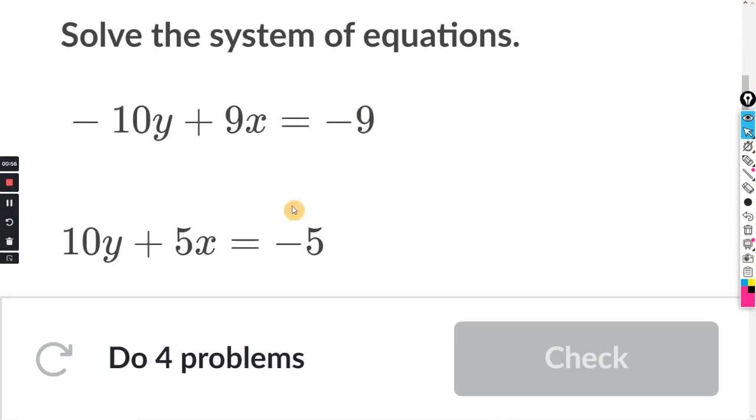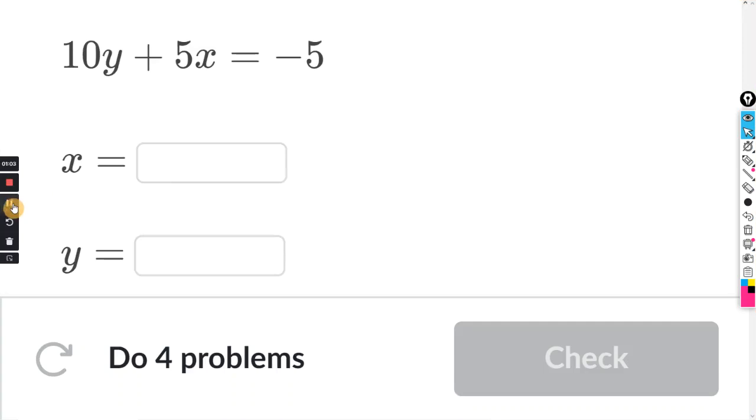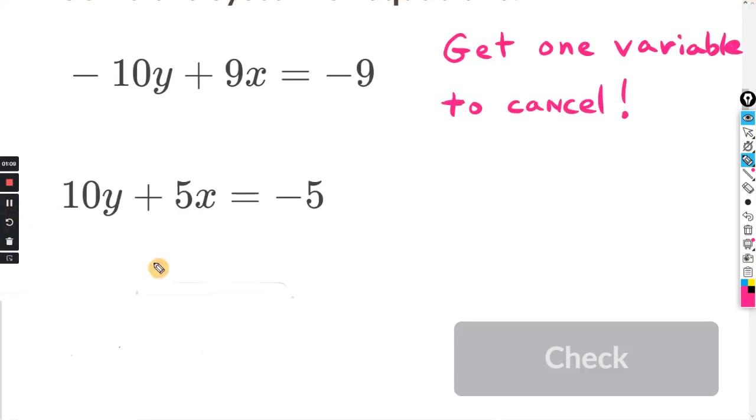They want us to solve the system of equations. So you see we have two equations and we have two variables, x and y. And we're going to have to solve for both of those variables. The initial goal is to get one variable to cancel. We can see from these two equations, the coefficient on y, we have a negative 10 and a positive 10 on the y variable. So if we added these two equations, negative 10 and positive 10 would cancel or drop out. So let's do that.